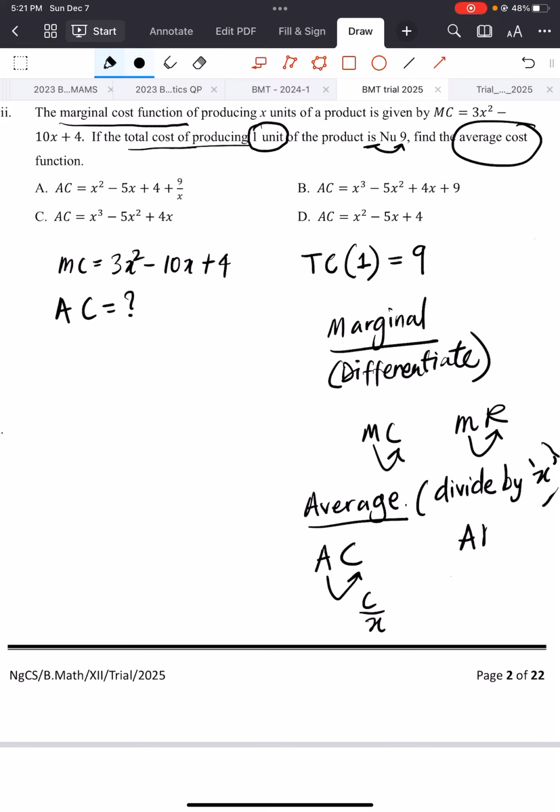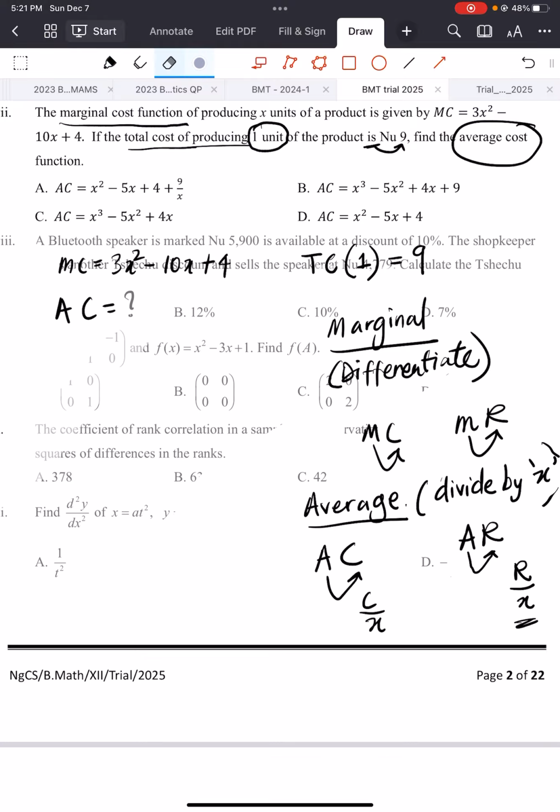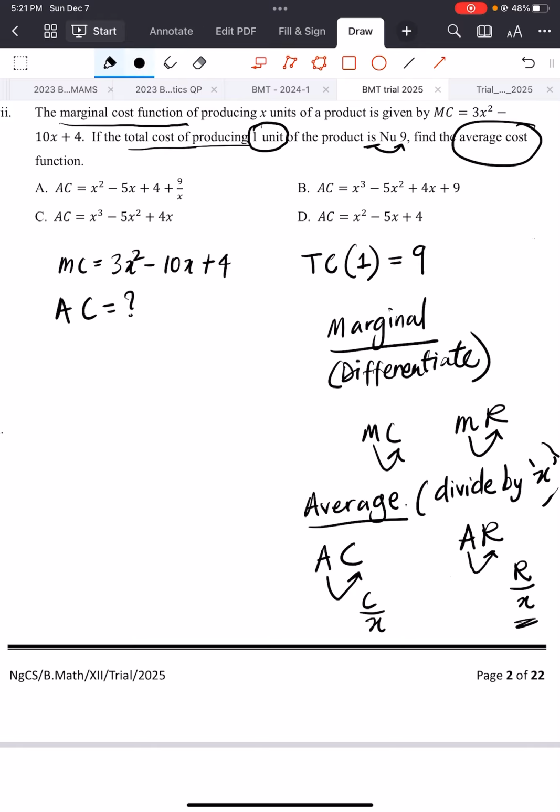Similarly, if you have average revenue, it means you divide the revenue function by x. So in this case you are asked to find average cost. So what do you mean by average cost? Average cost means you need to have cost, and cost has to be divided by x. That's average cost. The question has just given you marginal cost.